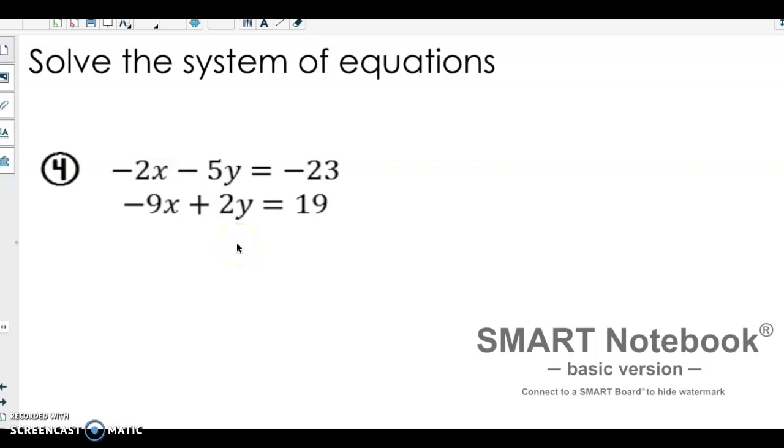Okay, the spell work problem says to solve the system of equations. So then we have two equations here. Remember, a system of equations is a set of two or more equations with the same variables.